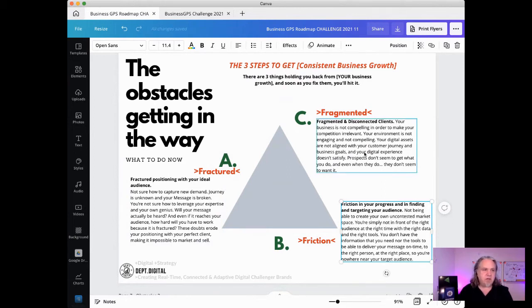And then the third one is being fragmented. What does that mean? Well, fragmented and disconnected clients. So your business is not compelling in order to make your competition irrelevant. Your environment is not engaging and not compelling. Your digital assets are not aligned with your customer journey and business goals, and your digital experience doesn't satisfy. Prospects don't seem to get what you do, and even when they do, they don't seem to want it.